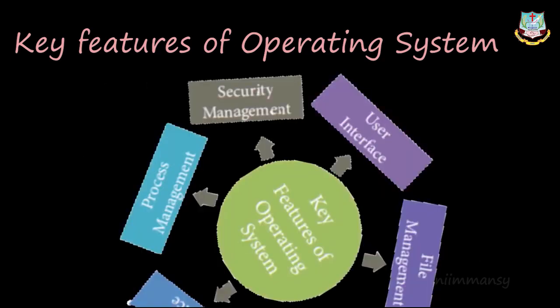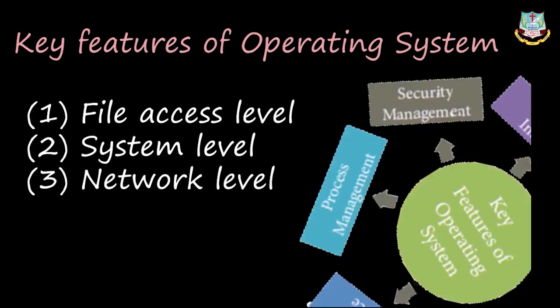Next one is security management. Security management is a major challenge in the computer and software industry. Lots and lots of data and content are circulating in the computer or software industry on the net, right? So security is the most needed one. Here we have three levels of security for the end user: file access level, system access level, and network access level.